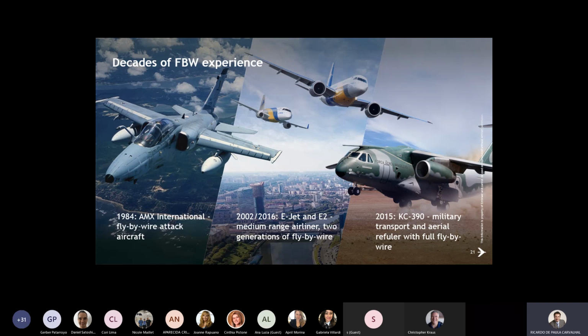If you go to Boeing's product line, the 777 was a more rudimentary fly-by-wire. The 787 Dreamliner is a full fly-by-wire. If you go to Airbus, the A350 is a full fly-by-wire airplane. If you go to former Bombardier and now Airbus C-Series, it's a full fly-by-wire airplane. So this is the future of aviation, and Embraer understood that very early and started to master and bring this great technology to our airplanes.